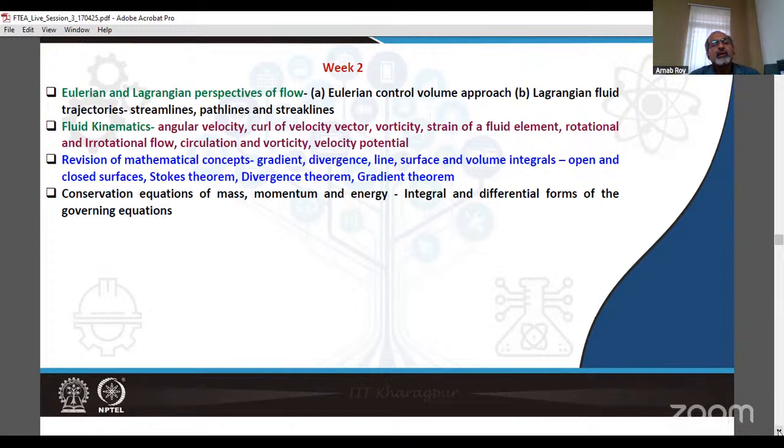Then we also did a brief revision of mathematical concepts related to vector calculus, most often the gradient, divergence, line and surface and volume integrals, concepts of open and closed surfaces, and the various important theorems, Stokes, divergence and gradient theorems, how to move back and forth from one integral, say from volume integral to surface integral, or surface integral to line integral, and things like that. And why do we need to do that? Where do we need to do that? And things like that. Then we learned about conservation equations of mass, momentum, and energy, the integral and differential forms of the governing equations.